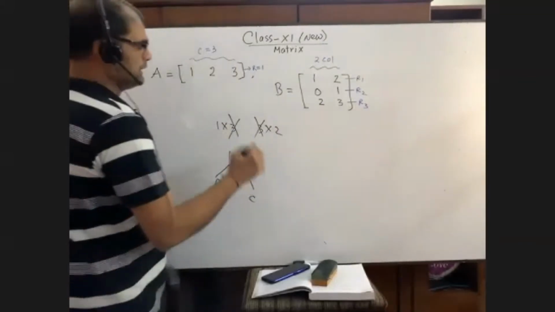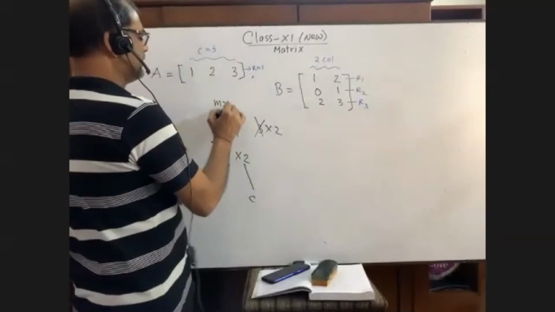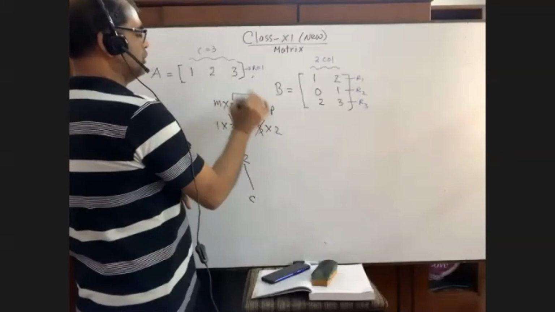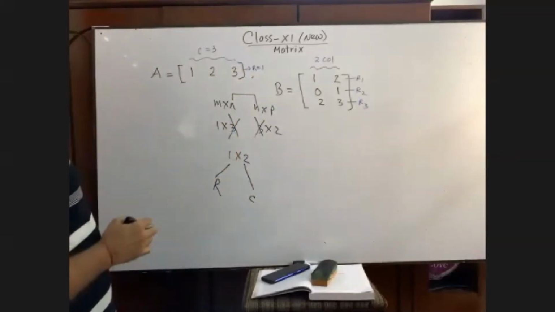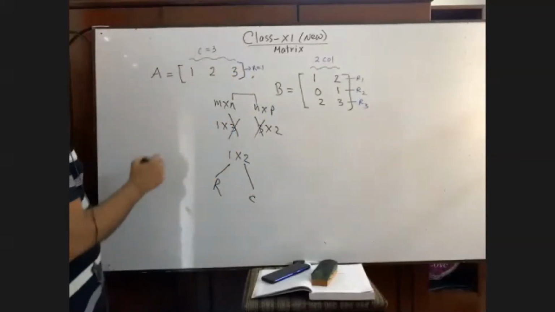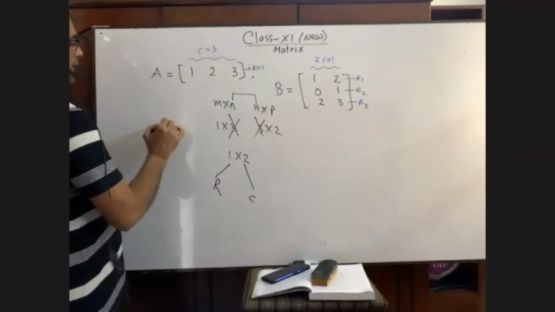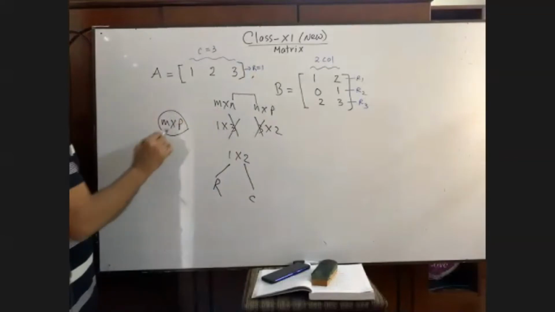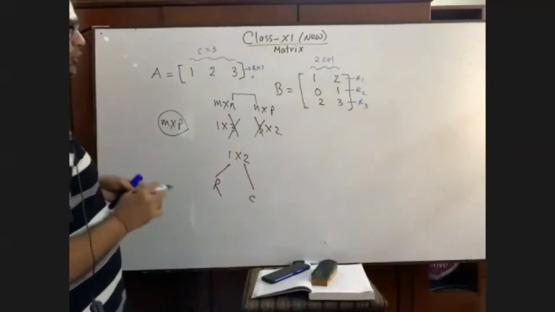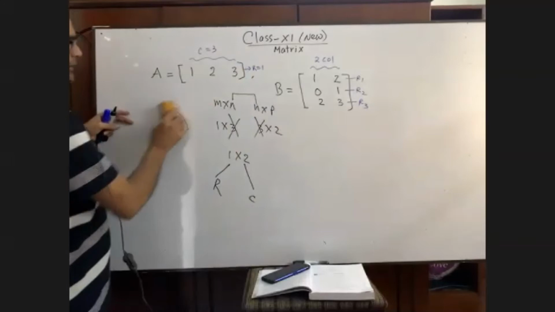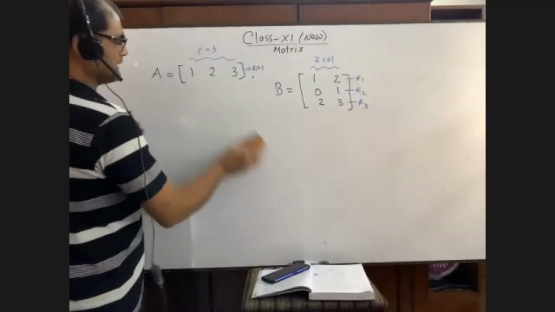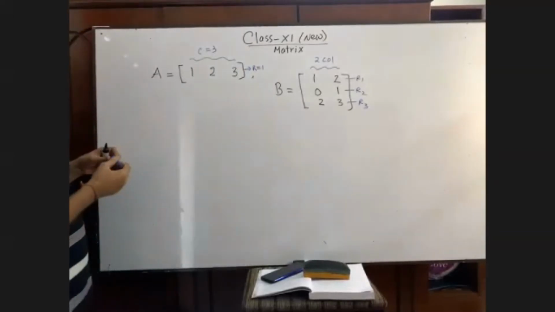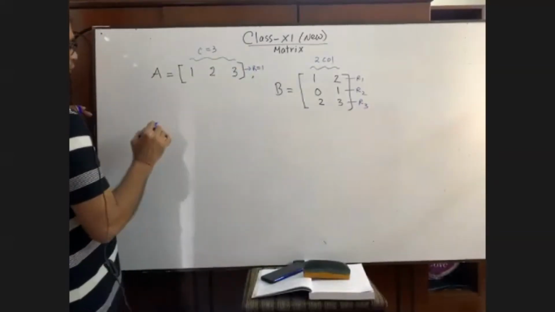In general, suppose it is M into N and N into P. The N's will be omitted and we will be left with M into P. The order of the new matrix will be M into P. You understand? Now, how to multiply? Please try to understand what I am going to do.